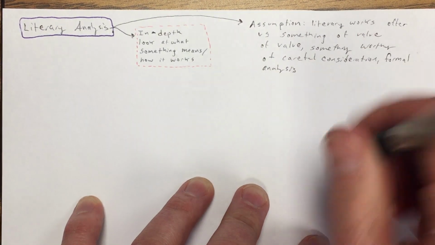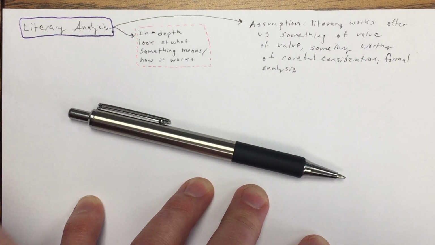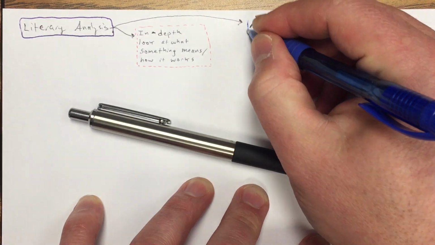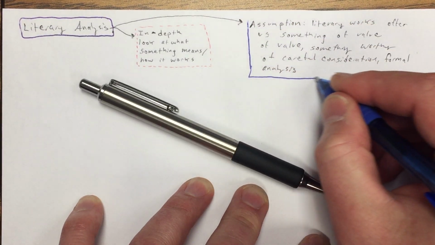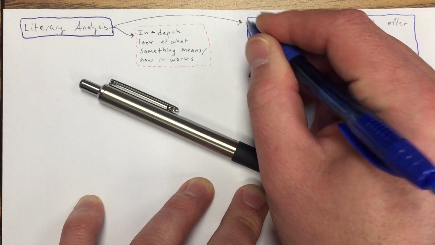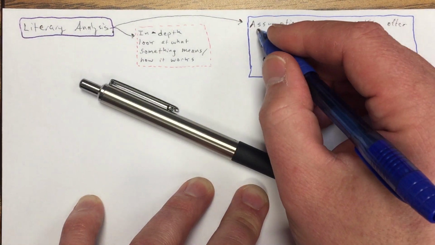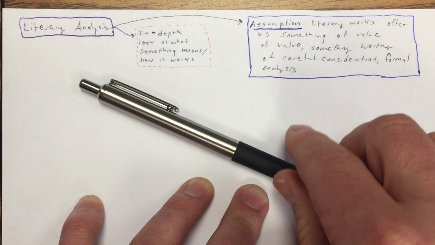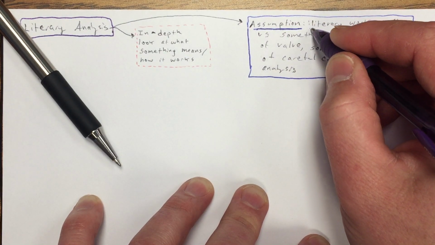So I'm going to unpack that a little bit right after I give it a nice, let's go with blue, a nice little blue box. I'm going to give it a solid blue box. Why solid blue? Because I used a little dotted box on my last one. But I'm going to underline that word assumption. So a couple things that I need to unpack. One of them is this phrase, literary works.